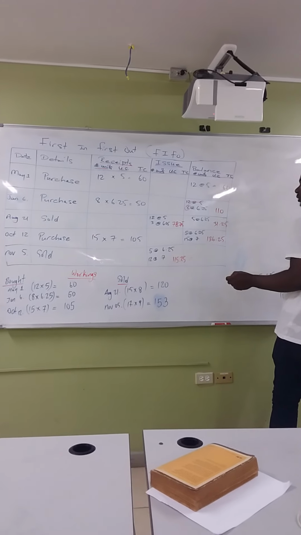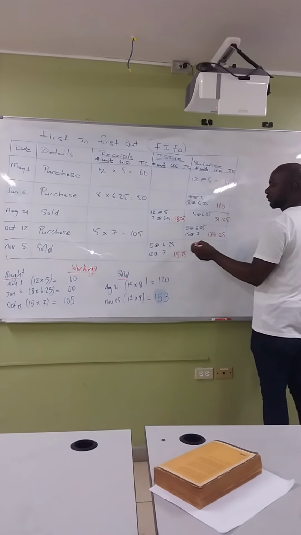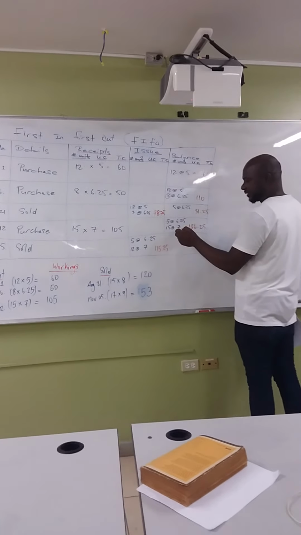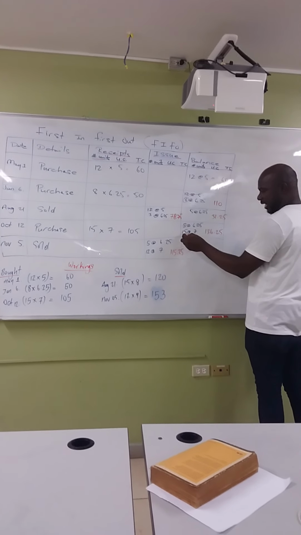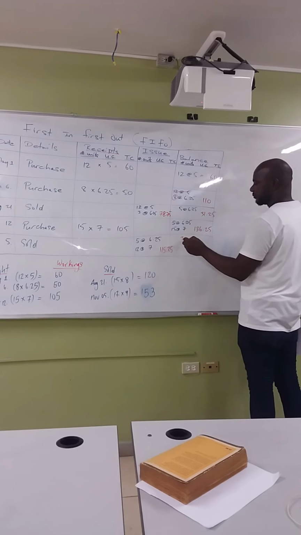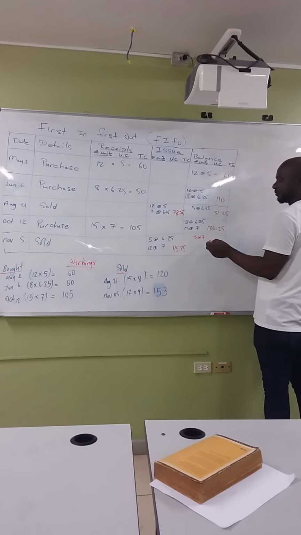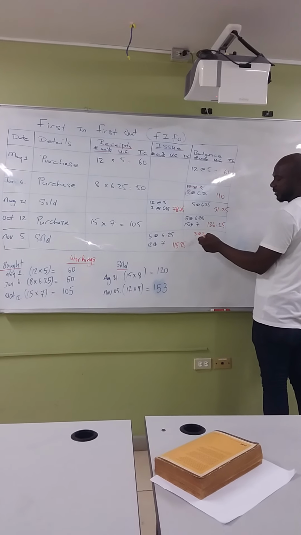It would have given you a total of 115.25. Now remember that you would have issued 12 at 7. So when you issue the 12 at 7, what do you have remaining from here? You would have had 3 at 7. So this is what you would have had remaining in your inventory.